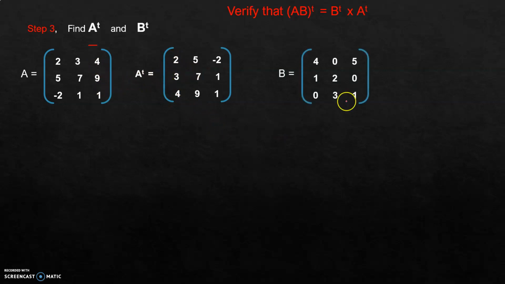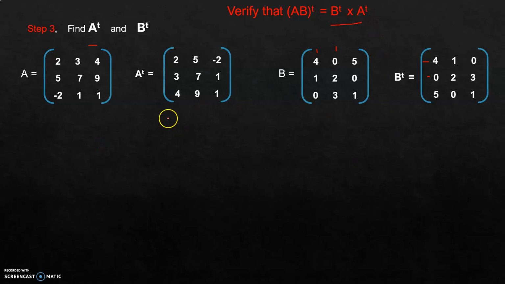Then B, as per the question, is [4, 0, 5; 1, 2, 0; 0, 3, 1]. We need to find the transpose of B, which means interchanging all the rows with its columns. The transpose of B is [4, 1, 0; 0, 2, 3; 5, 0, 1]. 4, 1, 0 is the first row here, and it is the first column of B. The second column is 0, 2, 3, and here it is the second row. So we exchanged all the rows with the columns. Now we need to find the transpose of B into the transpose of A.